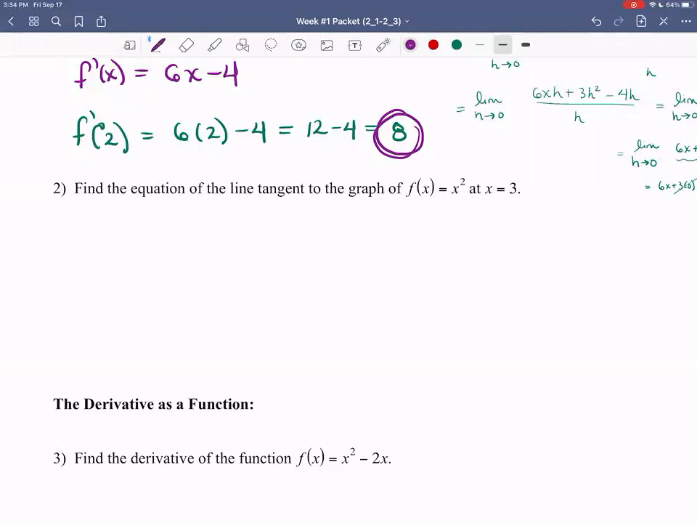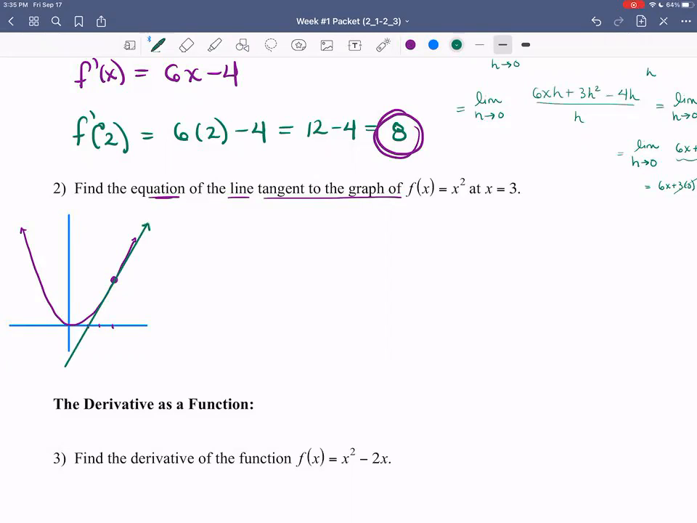I just want to draw a quick sketch for us to have a visual of what we are computing here. So f of x equals x squared. We've seen that before. That curve is just a nice, beautiful parabola, like this. Now we want to find the equation of the line tangent to the graph at x equals 3. If we look at the point when x equals 3 here, and look at what that tangent line would be, we can draw it in.